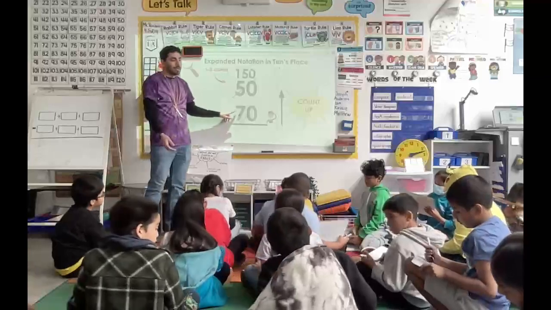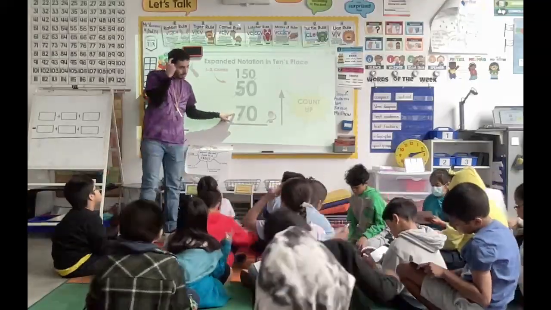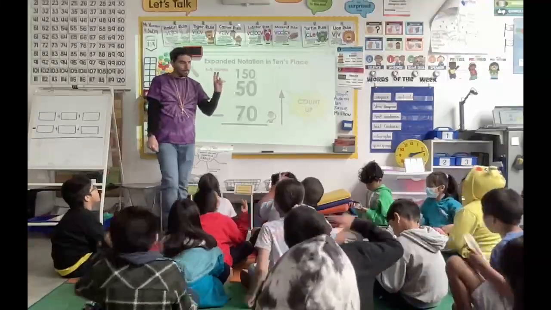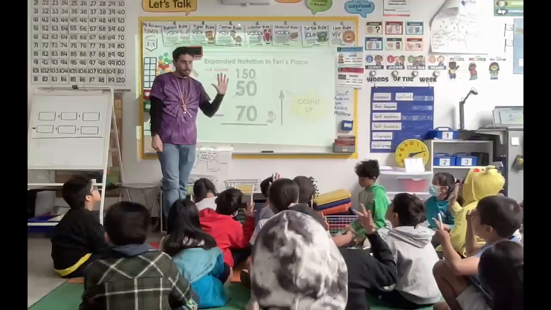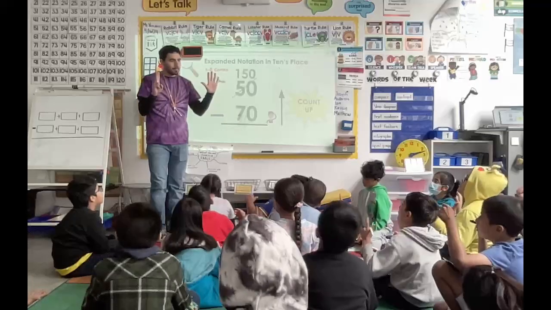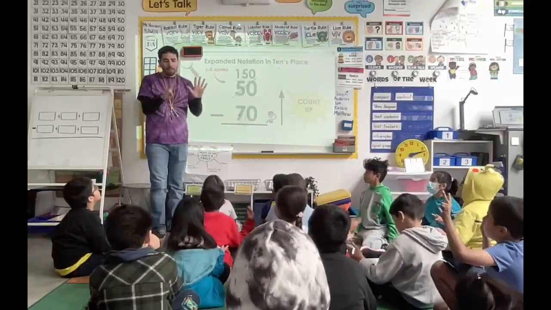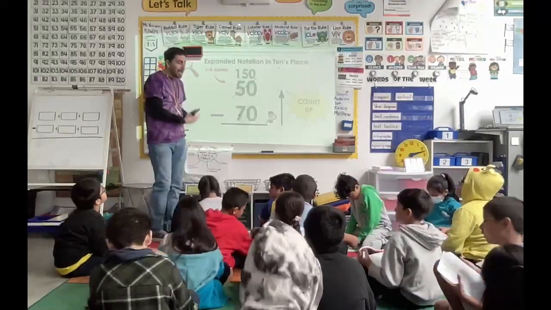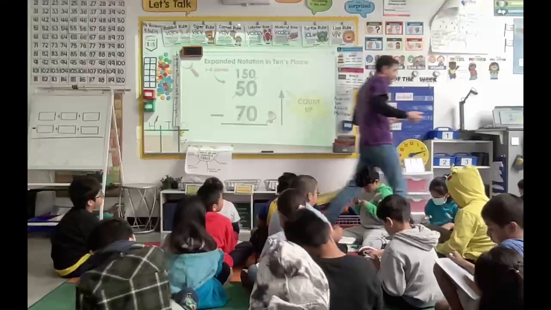Let's prove it. Get ready. Ready? Go. 70. 80, 90, 100, 110, 120, 130, 140, 150. How many tens? 8. What's the value of 8 tens? 80. Awesome. Go ahead and erase.